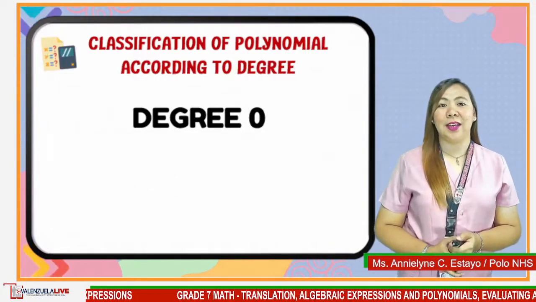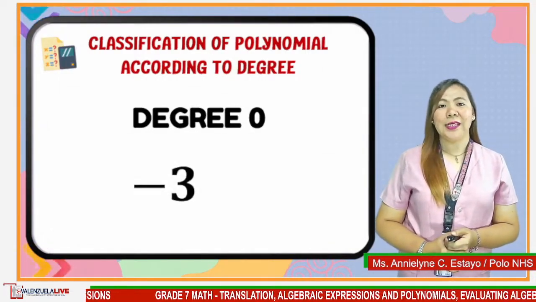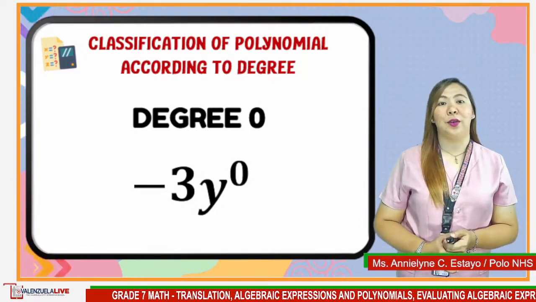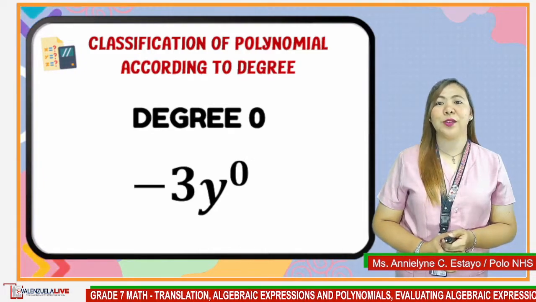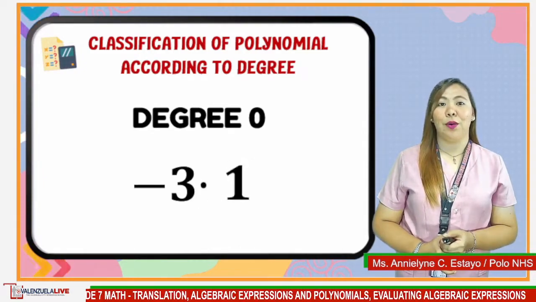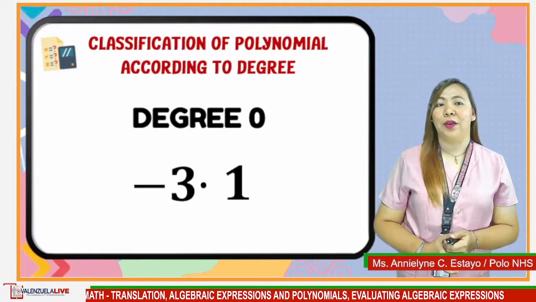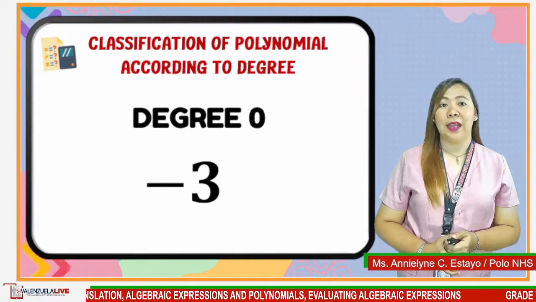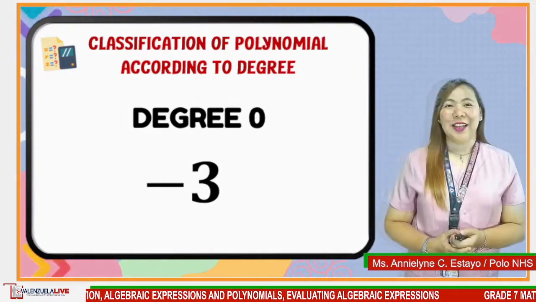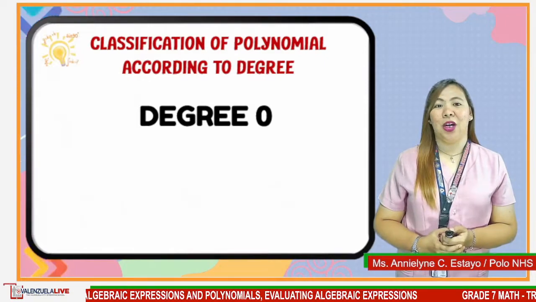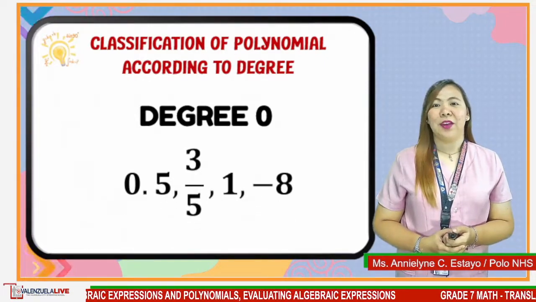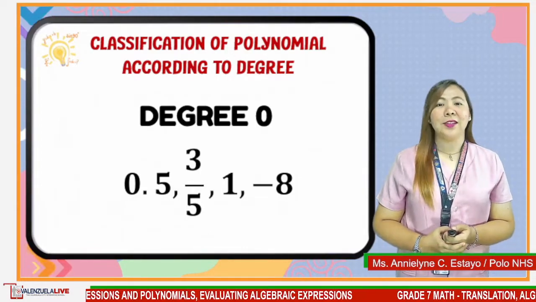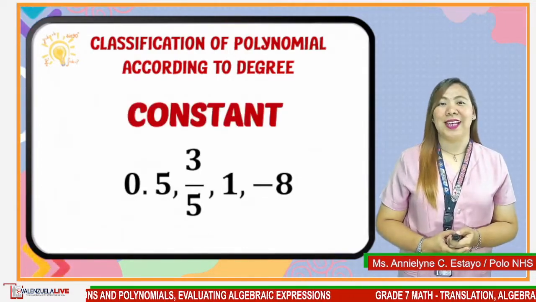Another is negative 3. Let us use y as our variable and raise it to 0. Since y is raised to 0, then it is equal to 1. So we have negative 3 times 1, which is equal to negative 3. Other examples of degree 0 are 0.5, 3/5, 1, and negative 8. And these are examples of constants.